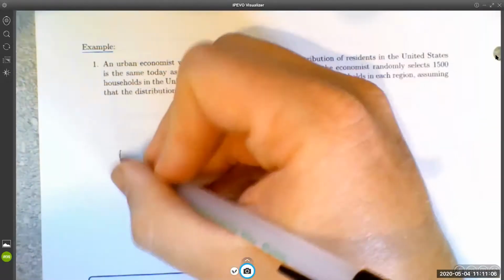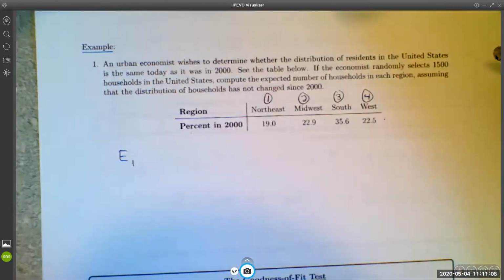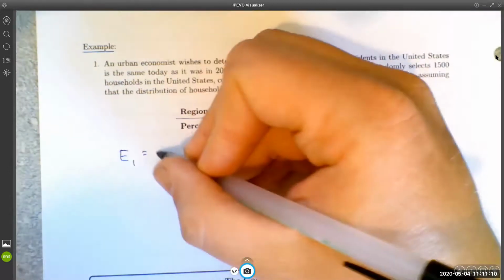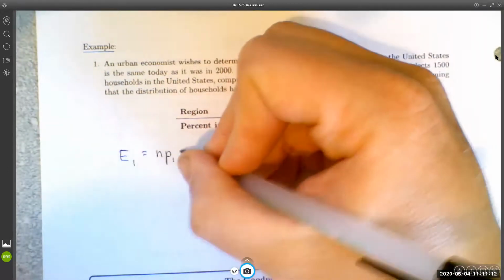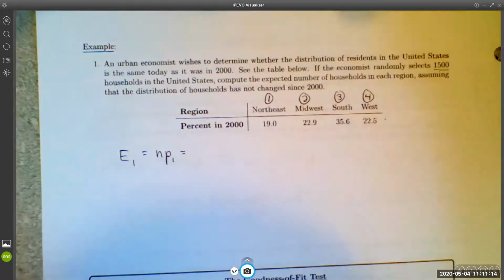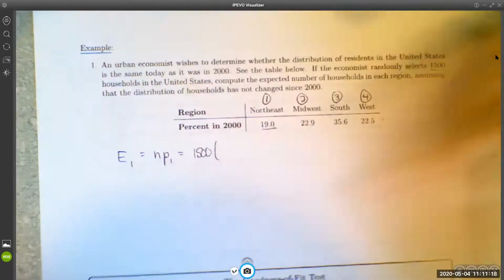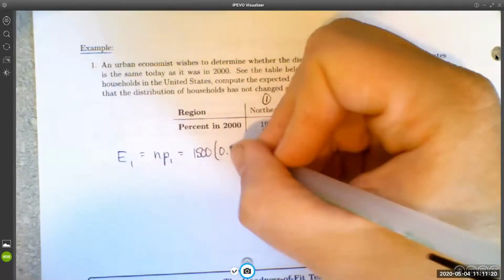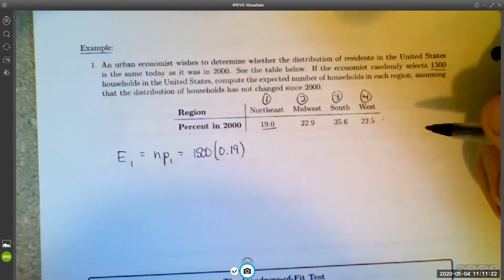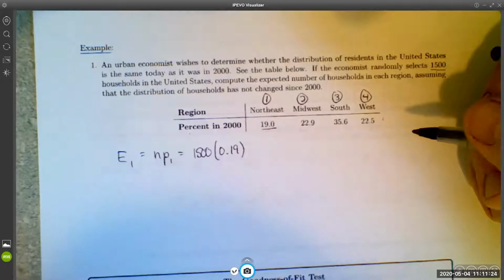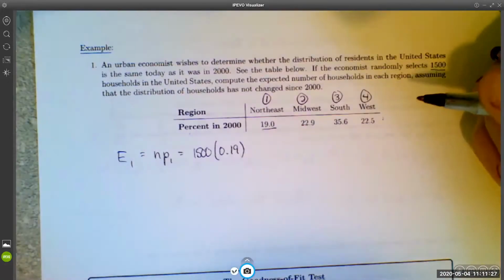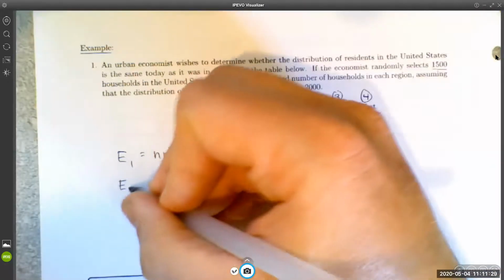Then the expected value for Group 1, people living in the Northeast, would be N times P1. That would be 1,500 times 19%, which I'm going to change to a decimal. I'll throw that into my calculator here in a second, but let's just write down the rest of them.